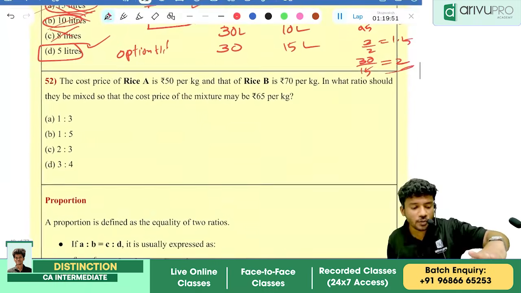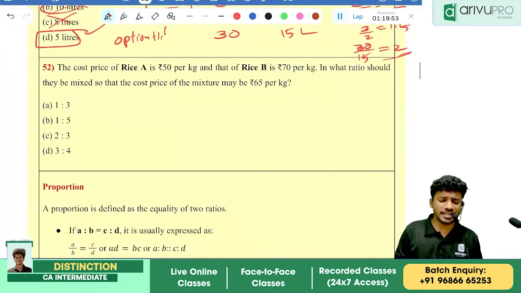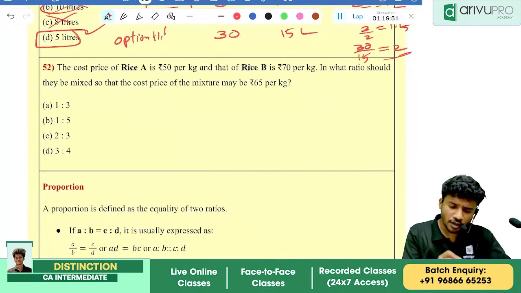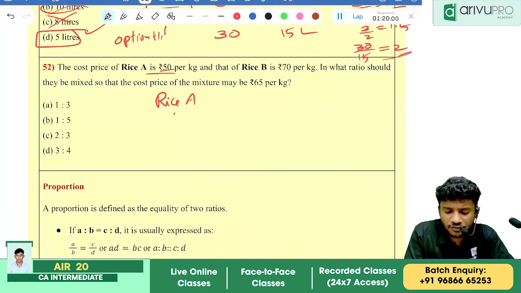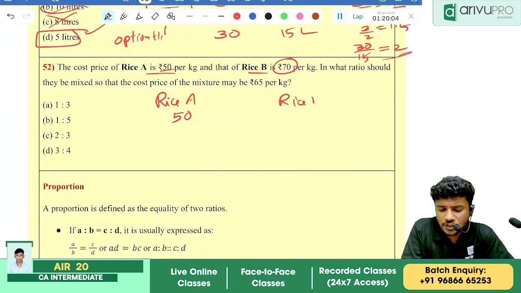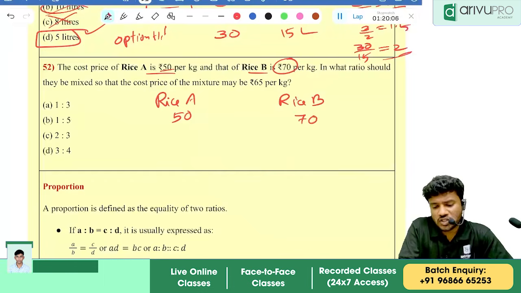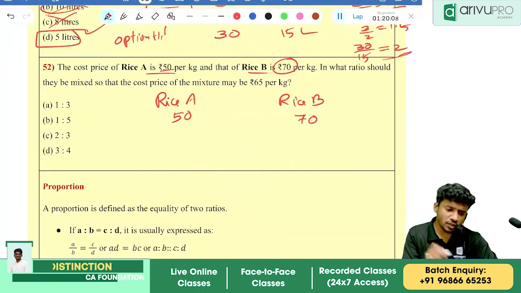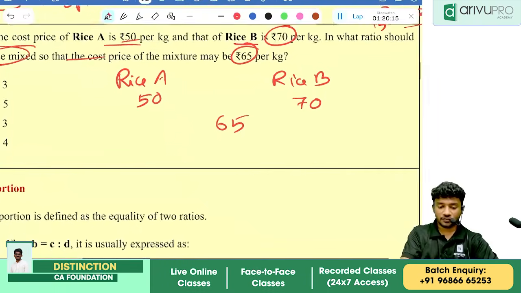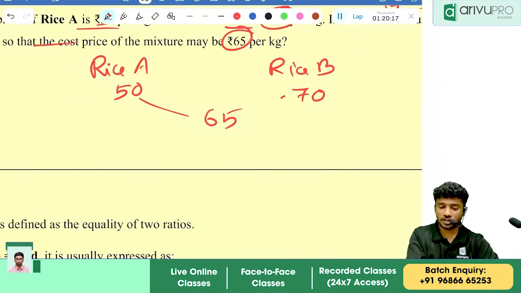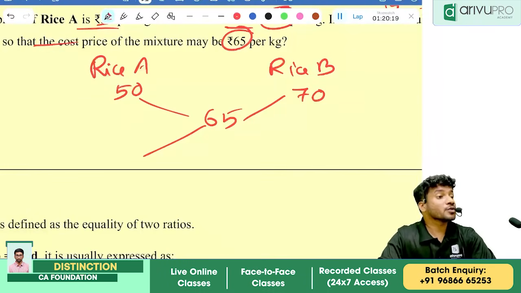Okay. Next one. It is a question based on allegation. I will show you the method. Cost price of rice A is 50 rupees. Rice B is having 70 rupees. In what ratio should we mix them so that the cost price of the mixture will be 65? Listen carefully.